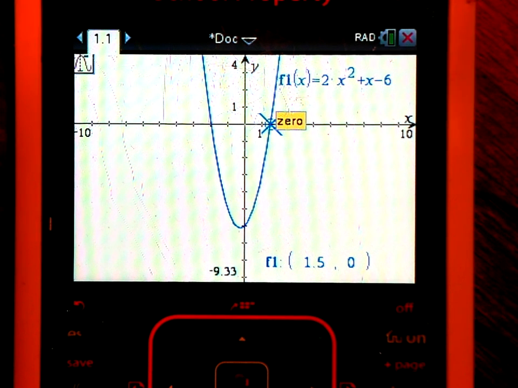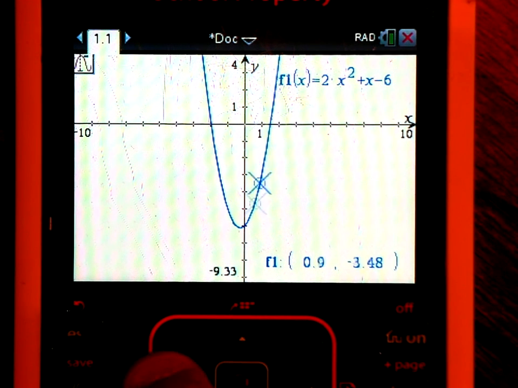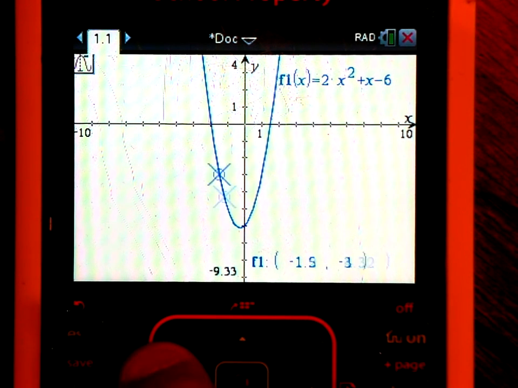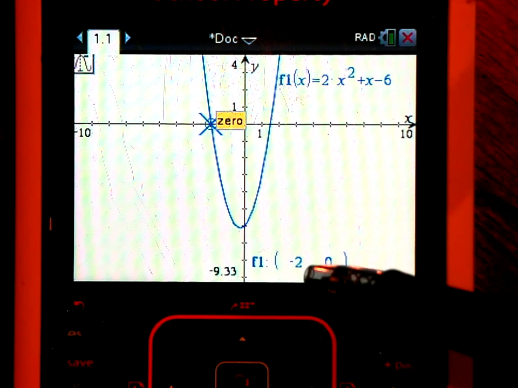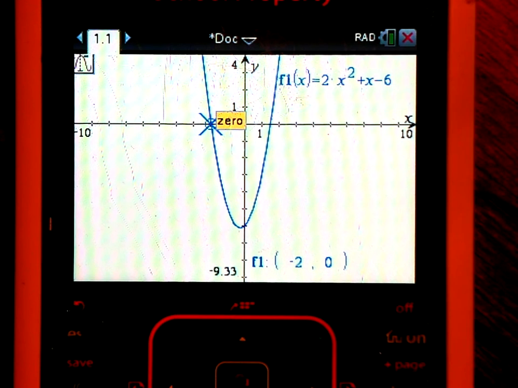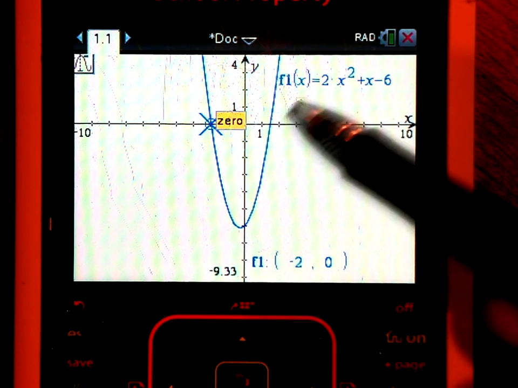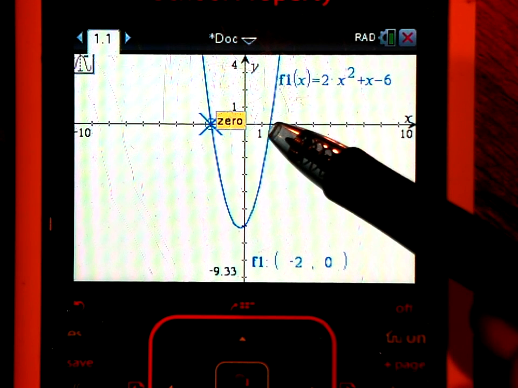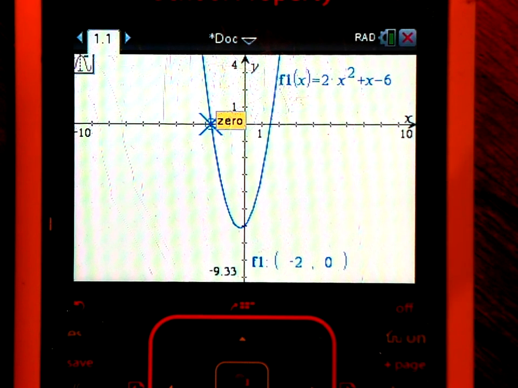And if we go back the other way, there's the y-intercept and the minimum. We'll get to that later. If we keep going, oh, there it is, -2. So that's my other x-intercept. And that's another way you can solve. So that's going to tell us that the two roots are -2, and this one, if you remember, was 1.5 or 3/2. And that's it for solving quadratics using a TI-nspire CX.